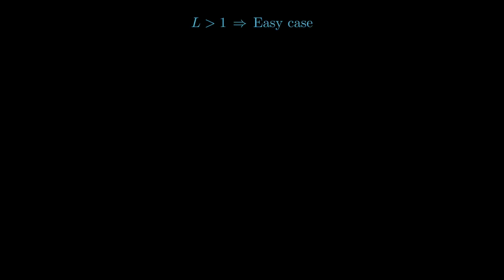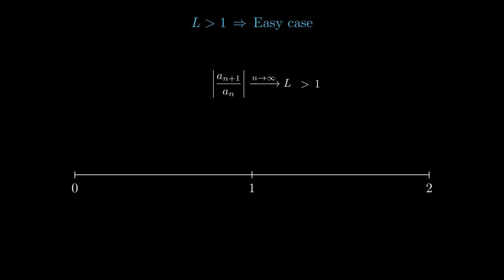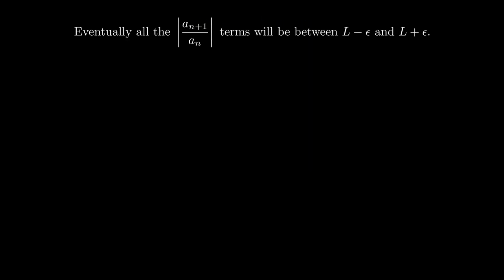Now the L greater than 1 case is much easier. Suppose the limit of the absolute value of a sub n plus 1 over a sub n equals L, which is strictly greater than 1. Again, we will pick epsilon so that it is half the distance from 1 to L. So in this case, it's the quantity (L minus 1) over 2. From the definition of a limit, there is some big N where, from that point forward, the ratio of successive terms is between L minus epsilon and L plus epsilon.